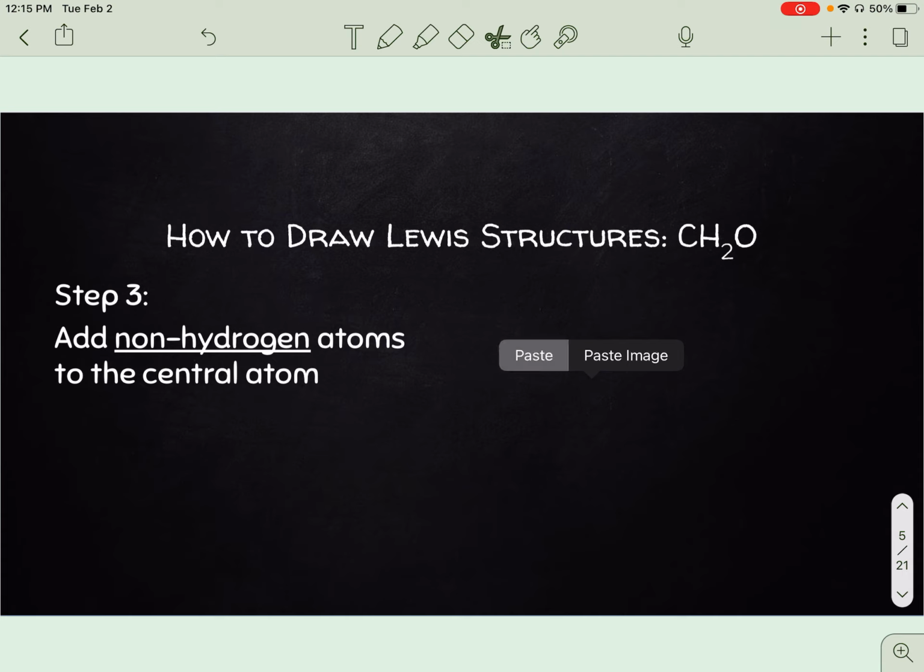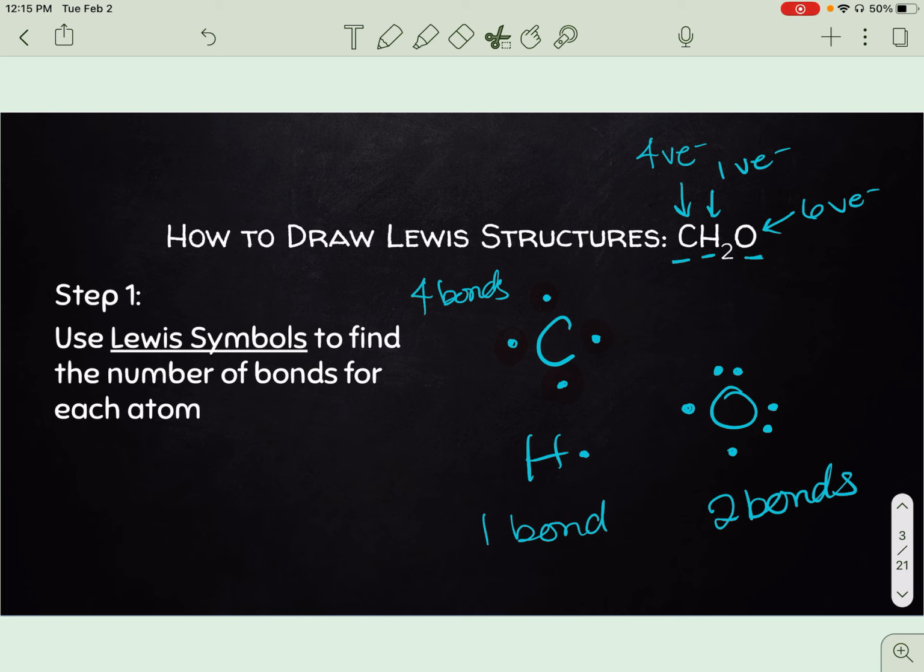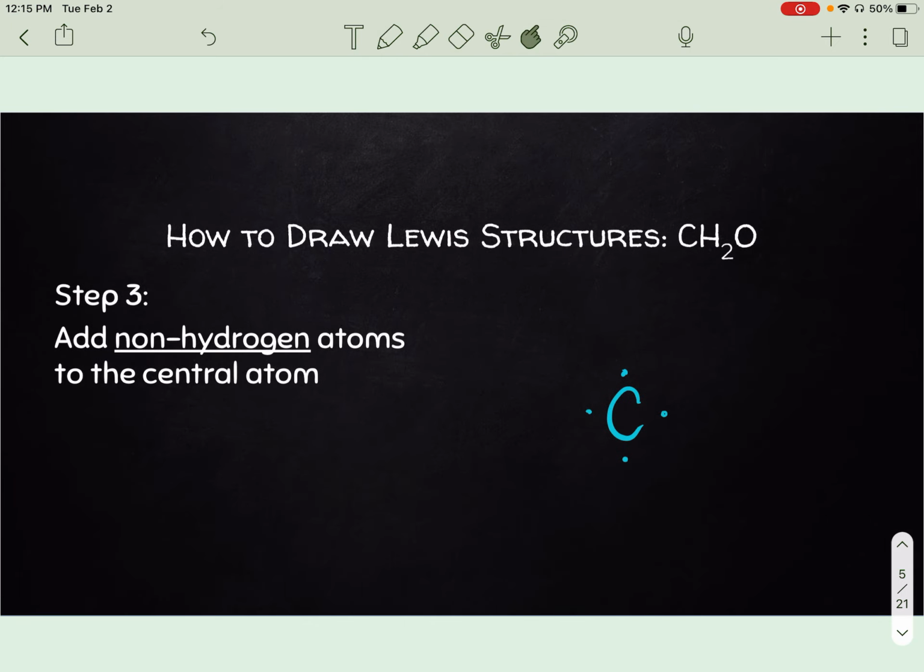Paste image. Okay, so now I've got my carbon. I'm going to add non-hydrogen atoms. So if I recall back here, I have oxygen, or I have hydrogen, so I'm going to add the oxygen next because it's not a hydrogen. Okay, so here's my oxygen. It's got its 6 valence electrons. And then we're going to bond those together. Hey, you guys are attached now. All right, and then what's my next step? I'm going to copy this again.